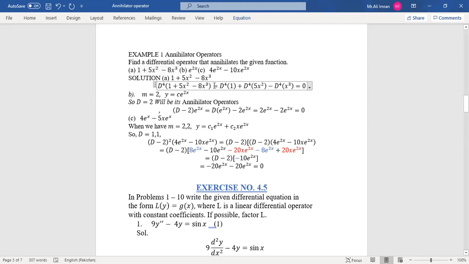I will illustrate this example. D^4 will be applied on each term. For 1, the first derivative is 0. For x squared, the third derivative is 0, and when we apply the fourth, it will be 0. Similarly, for x cubed, D^4 when applied on x cubed will reduce it to 0.